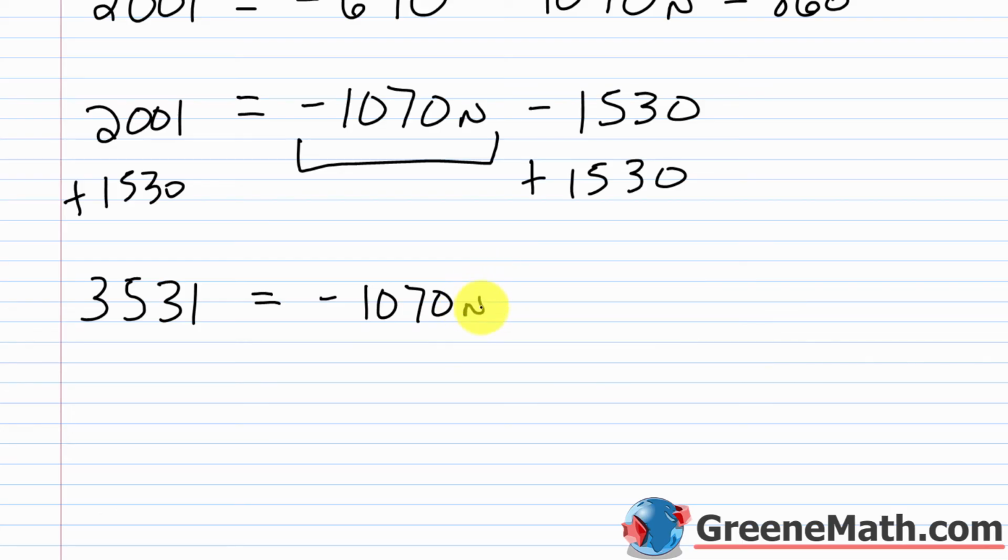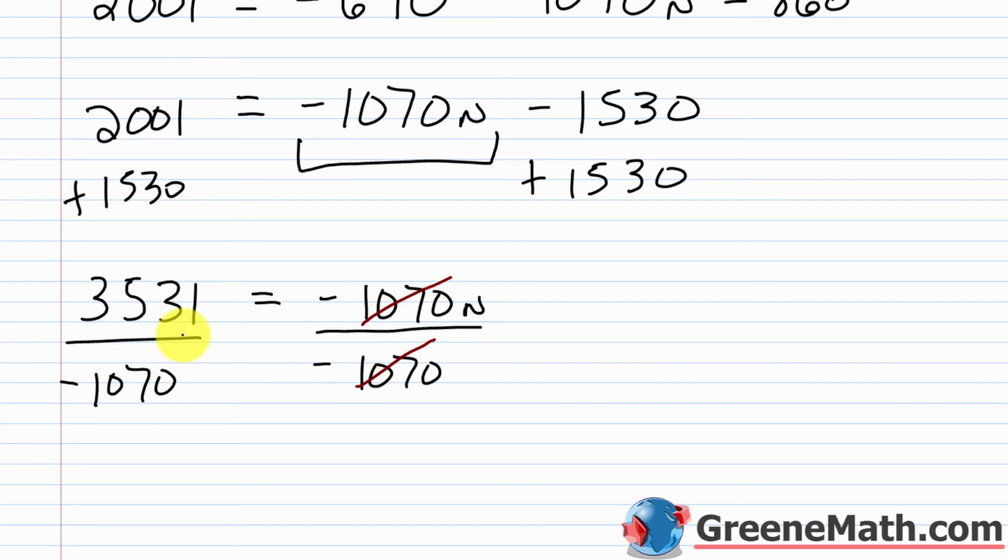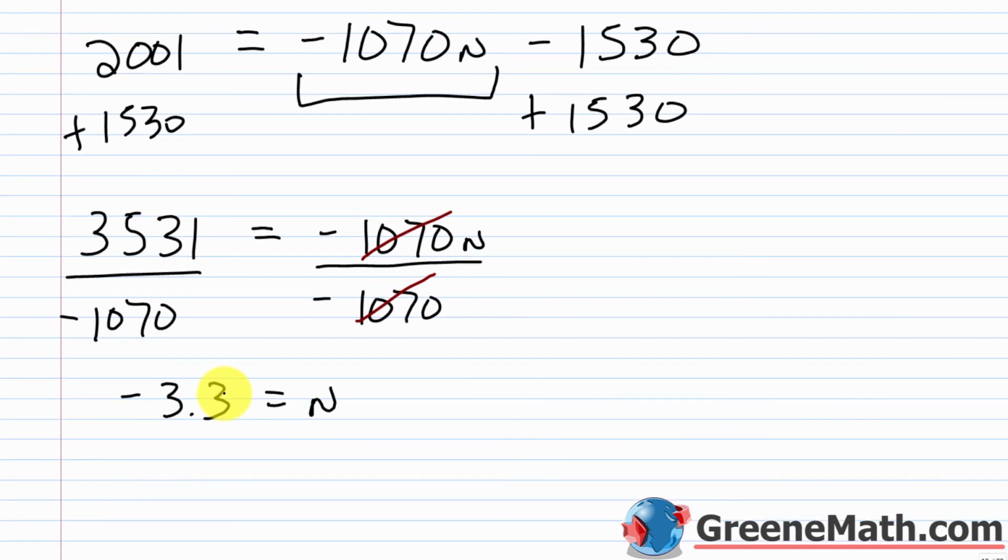All right, now to get n by itself, I just divide both sides of the equation by the coefficient. So divide by negative 1,070, divide by negative 1,070, and this will cancel with this. And then 3,531 divided by negative 1,070 is going to give me negative 3.3. So I get negative 3.3 equals n. Now, notice how I wrote it like that versus as a fraction. You can do either. Because we're working with decimals, I chose to write this as a decimal. It does not matter. So I'm going to rewrite this as n equals negative 3.3.